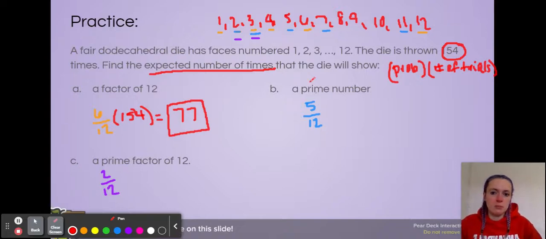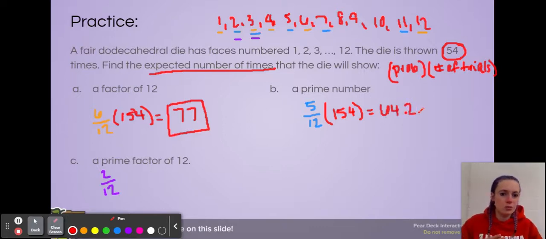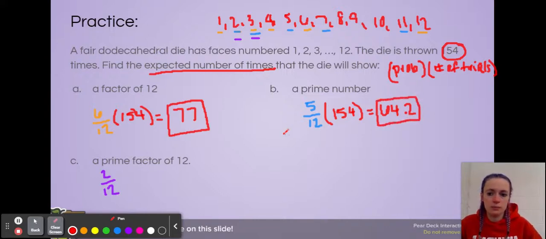With my prime numbers, 2, 3, 5, 7, and 11 are all prime numbers. Remember, a prime has to have 2 distinct factors, 1 and itself, which is why 1 is not included. So it's 5 numbers out of the 12, multiplied again by 154, means I'm looking at 64.2 times, or you could round that either down or up to 64 or 65 times. Remember, this is just an estimate, so if you leave it as a decimal, that's fine too.